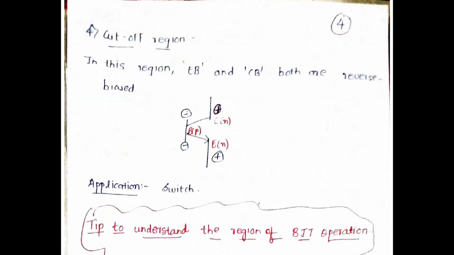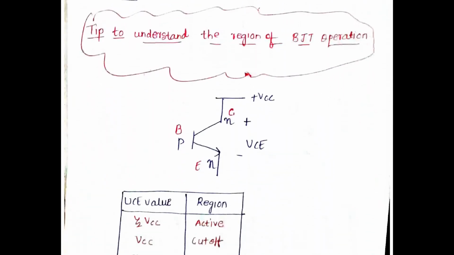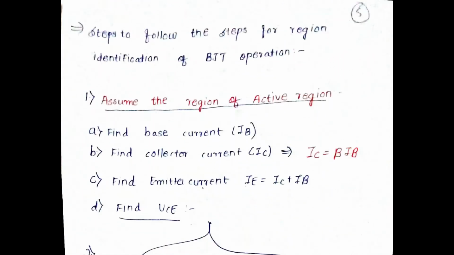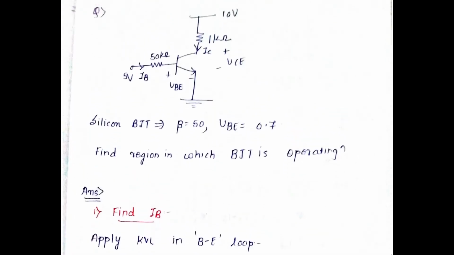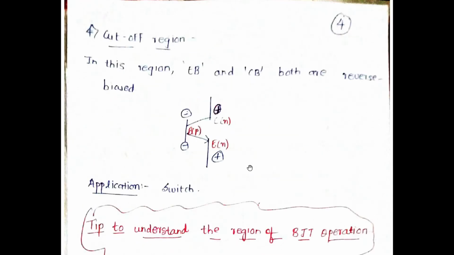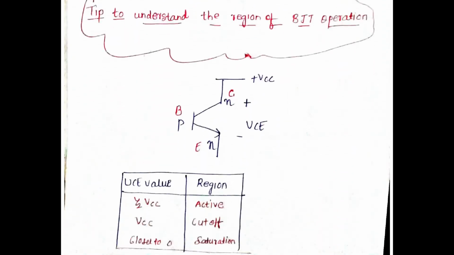We will see how we first identify the region and how we find out the various parameters of the circuit diagram. The circuit diagram will be given to you, and they'll give the various parameters in this circuit diagram and tell you the region in which the BJT is operating. That is something that we need to find out. So let's try to understand.